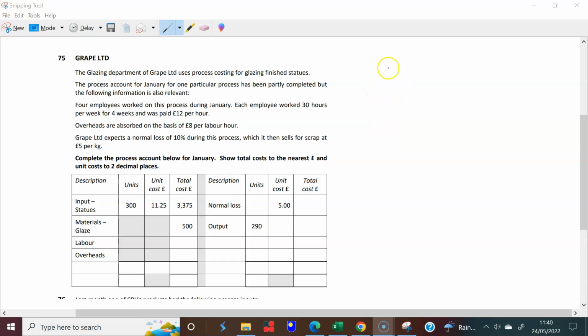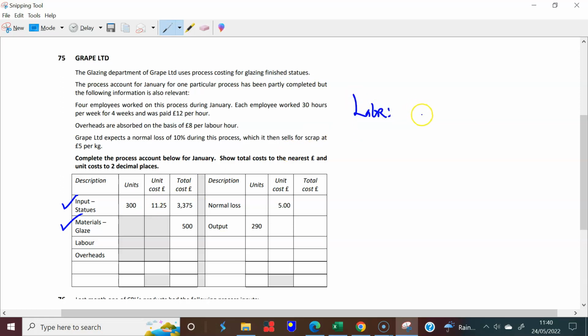Right, so by now, having done 72, 73, 74, you should be getting a healthier picture of this. You want to do this question because you want to be thoroughly comfortable with the process. Here they've given you the input, they've given you material. So what we're doing is to add in labor. So let's add in the labor.